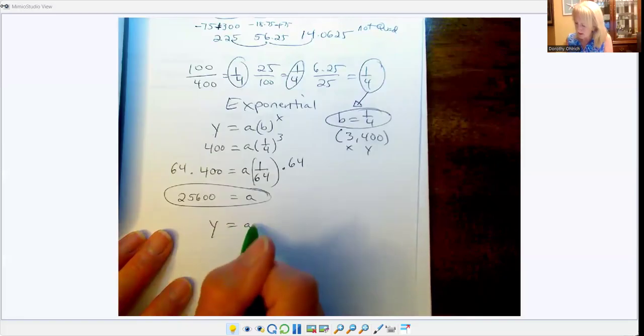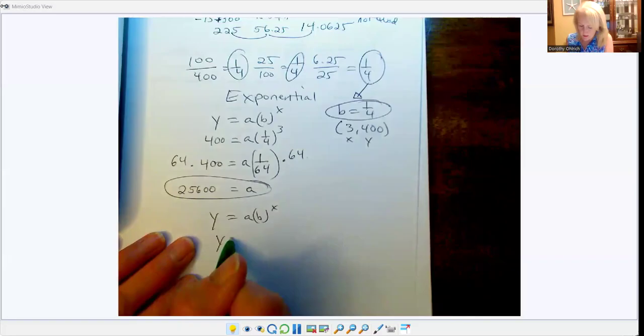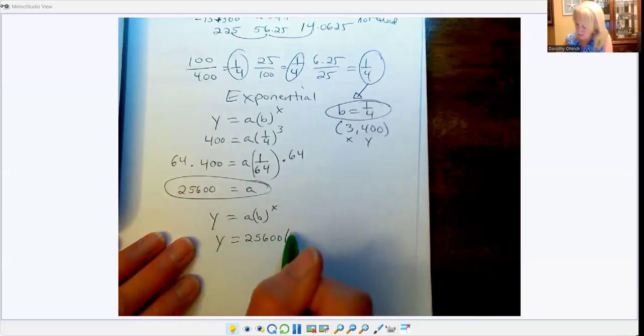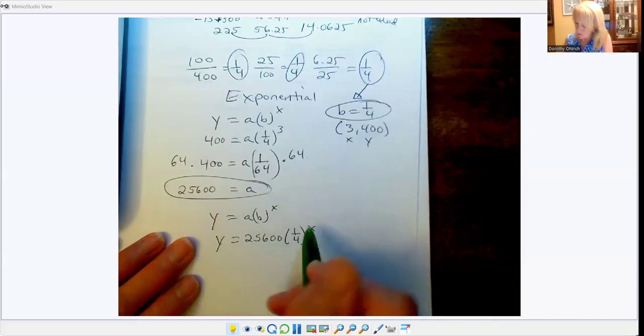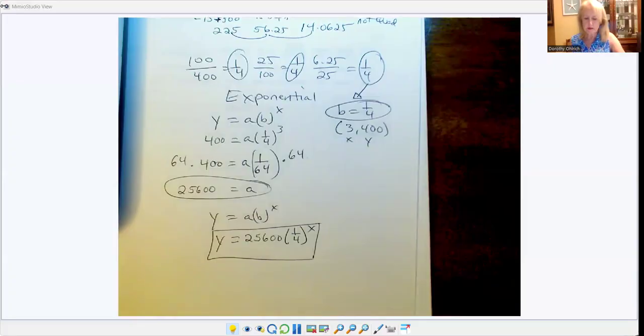So we found out what a is, and we have our b. y equals a b to the x. So we'll say y equals 25,600 times 1/4 to the x, and that is our answer. I hope that helps to figure out how to solve whether something's linear, quadratic, or exponential.